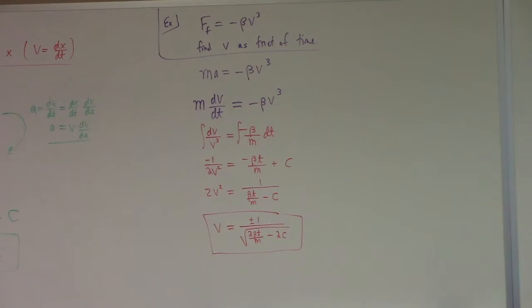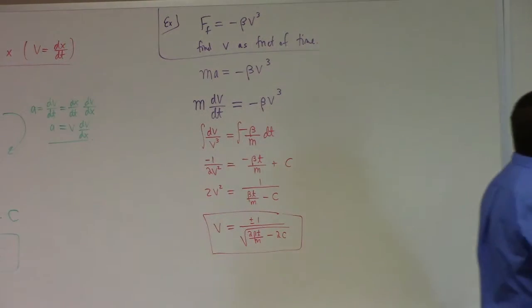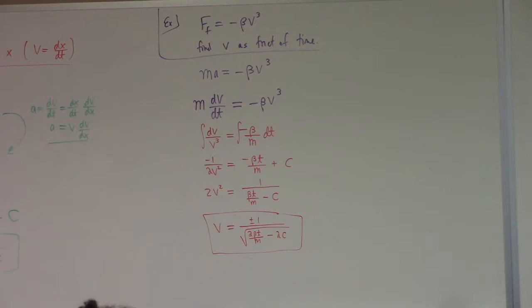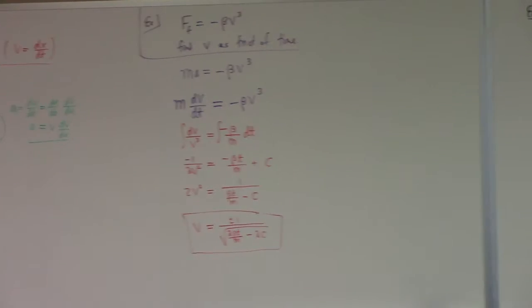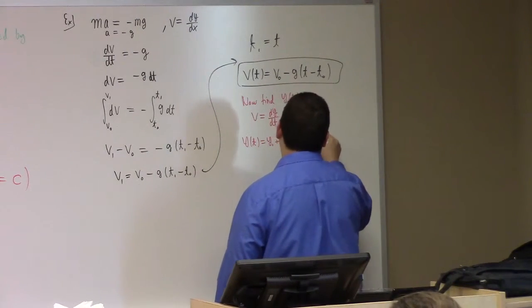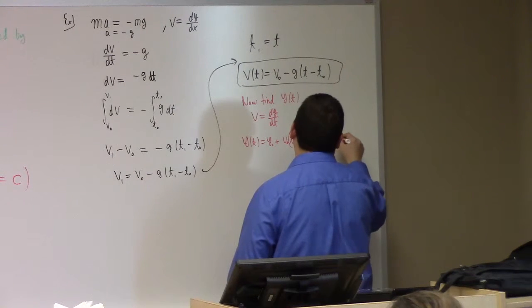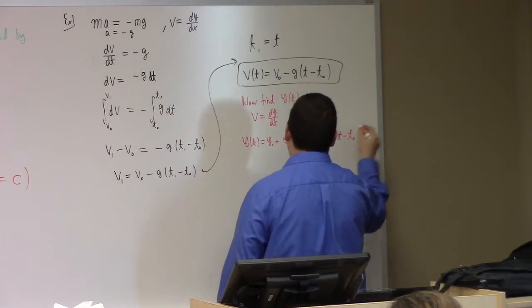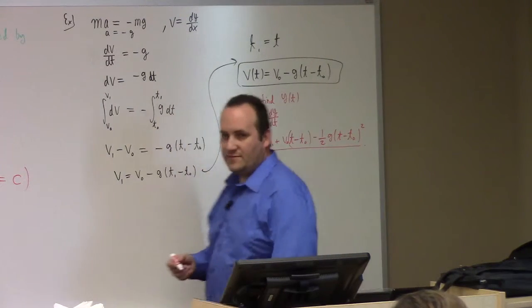What question am I reluctant to ask here? Like, in this example over here, if I was to say, okay, now find y of t, I'd be like, oh, okay, no problem. v is equal to dy dt, I integrate. I get y of t is equal to y naught plus v naught times t minus t naught minus 1 half g times t minus t naught quantity squared. I'm going to skip the details here, but you can derive that through simple integration.